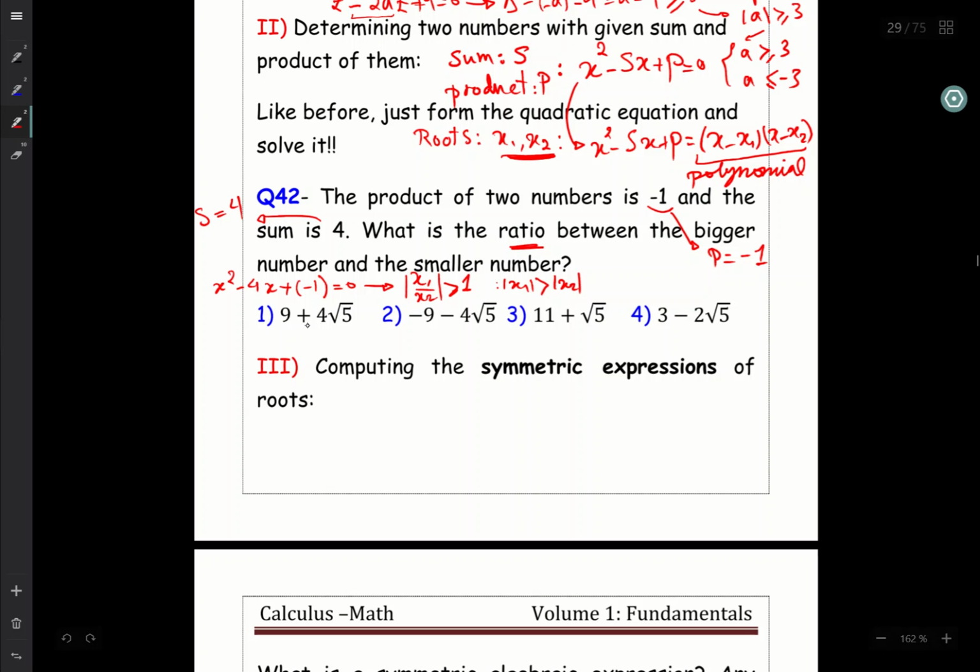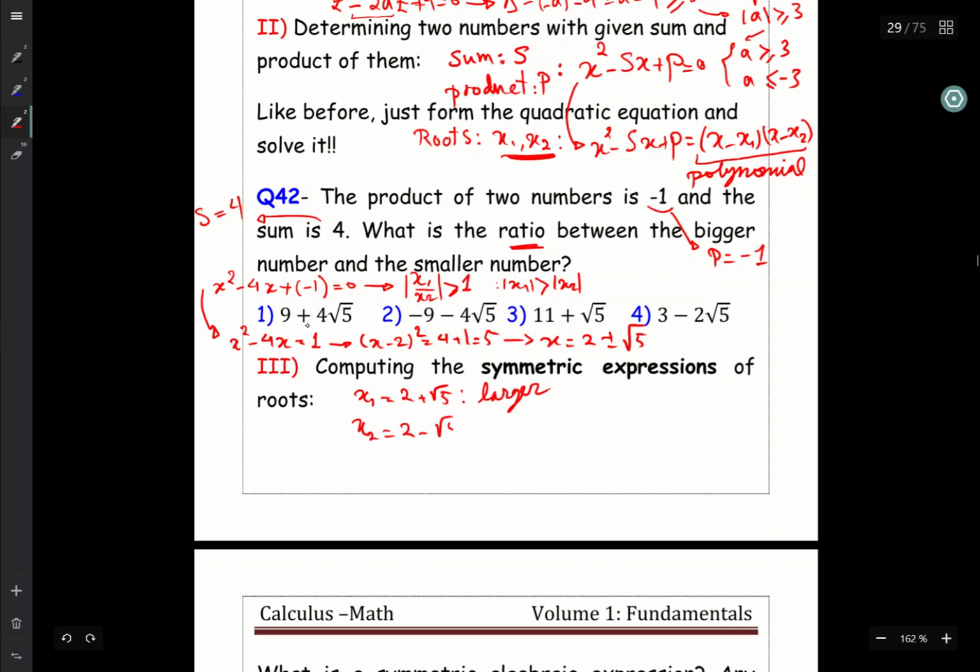Alright, I can solve this. I can use delta prime, but I'm going to just complete the square. x minus 2 squared equals 4 plus 1, which is 5. Therefore, x is 2 plus or minus the square root of 5. So we have two roots. x1 is 2 plus square root of 5, obviously the larger root, and x2 is 2 minus square root of 5. Therefore, the ratio x1 over x2 is 2 plus square root of 5 over 2 minus square root of 5.